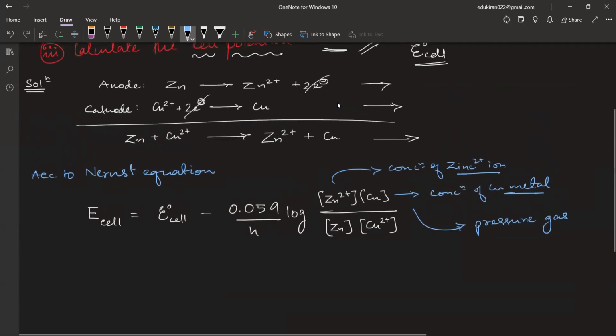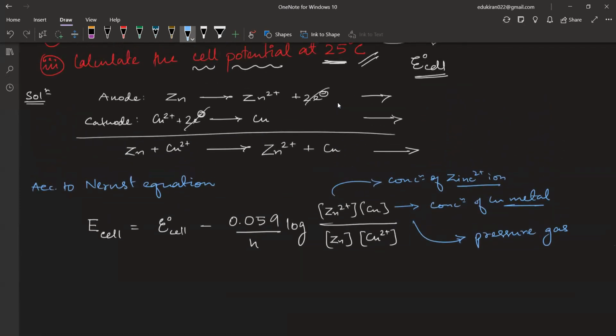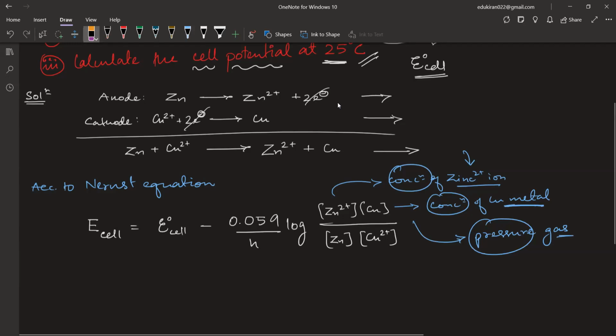So now you understand what are the three things that you will get in the log. What are the three things? You will either get an ion. For that you will write the concentration. Then you will get a metal. For that you will write the concentration. And for gas you will write the pressure. Is that clear? Yes or no? Please tell me. Is it clear?